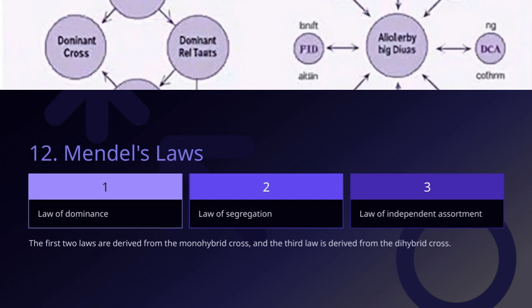These two laws highlight the fundamental principles of how traits are inherited and help us understand the patterns we see in genetics. Overall, these laws form the foundation for understanding inheritance and genetic variation.